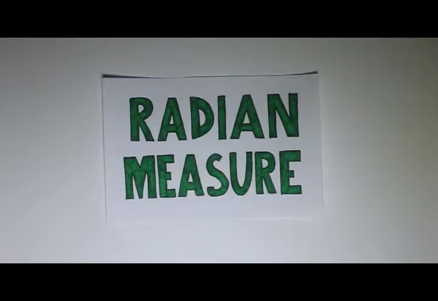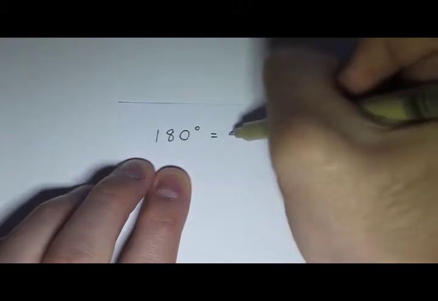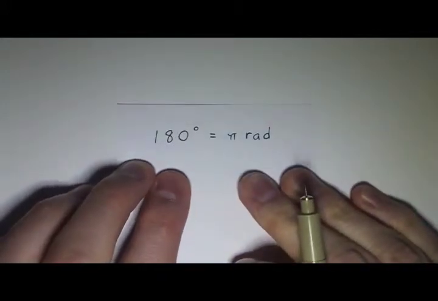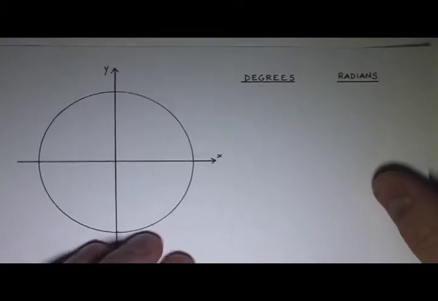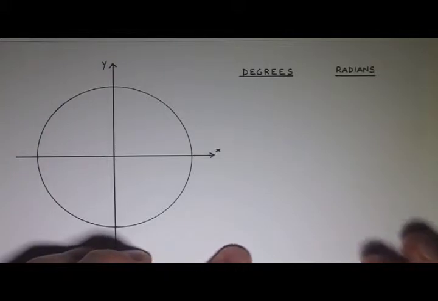Okay, so let's try and develop a little bit of intuition for what radian measure means. We saw in the last video that 180 degrees was equal to pi radians. We can use that to try and figure out what things like maybe 90 degrees would be, or 270 degrees.